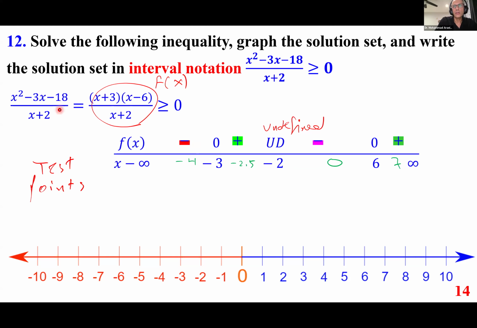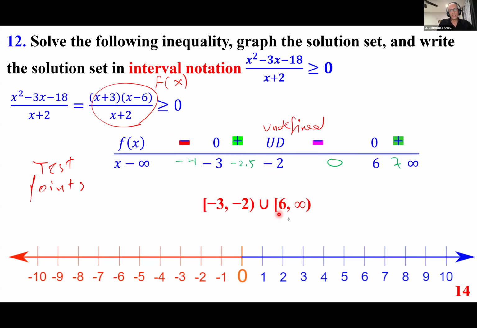Now we go back to answer the question. We want this to be larger than or equal to 0. That means look for positive. So here it's positive, and here is positive. So from -3 to -2, union 6 to infinity. Now, because we have the equality, -3 makes it 0, which is okay, but -2 belongs to the denominator, so it is always undefined. So that's not okay. That's a parenthesis. 6 makes it 0. That's okay. So we write it in the following fashion. From -3 to -2, union 6 to infinity.